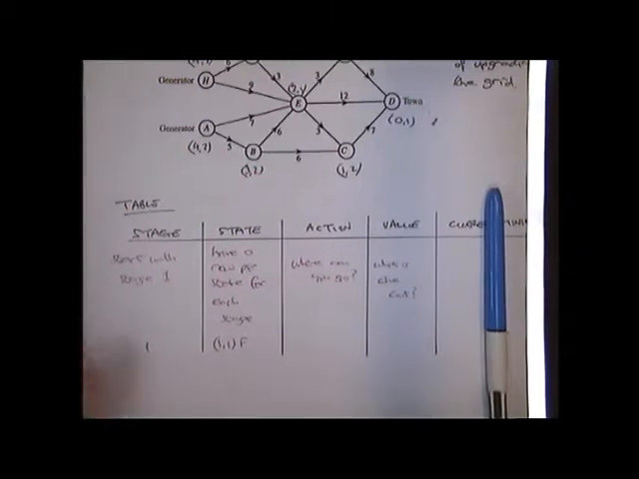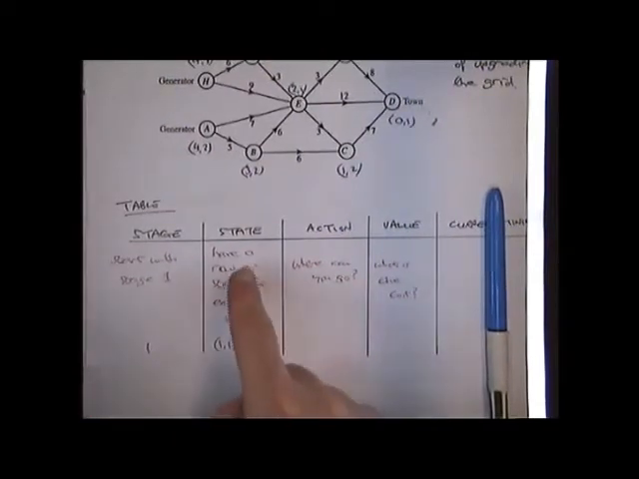And underneath the headings, underneath stage, it says here, start with stage 1. Under state it says, have a row per state for each stage. Under action it says, where can you go? And under value it says, what is the cost? And that is like a template table.